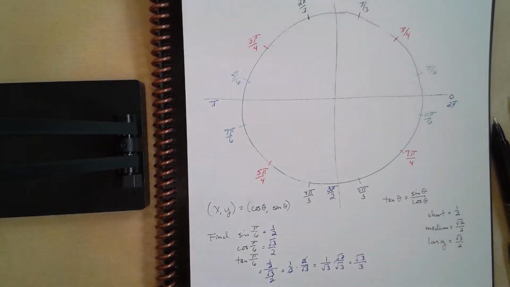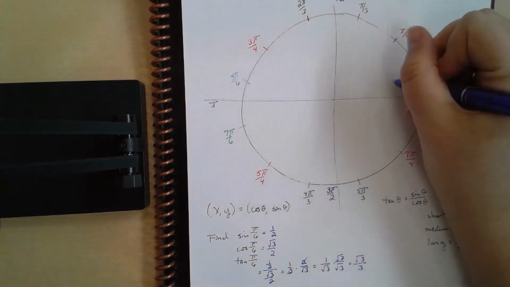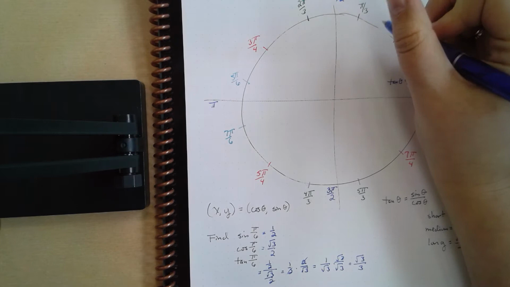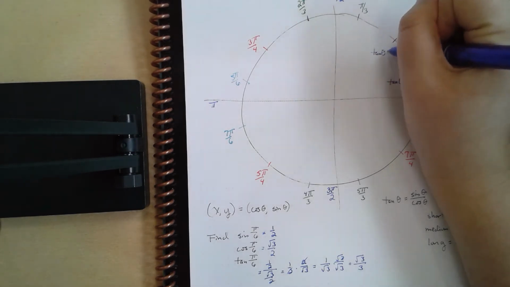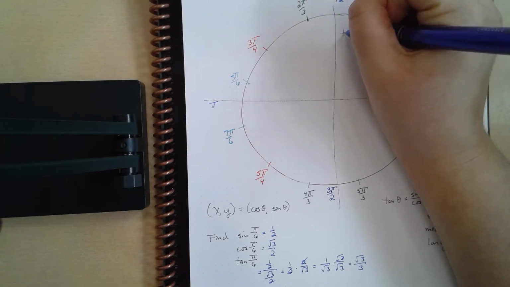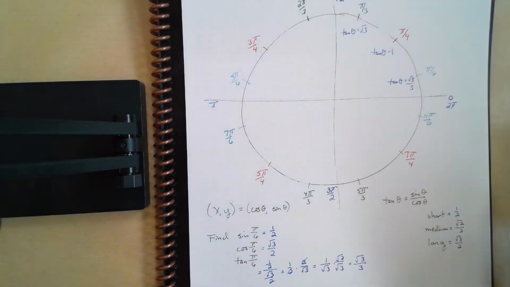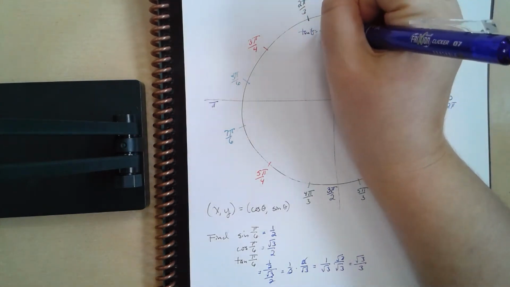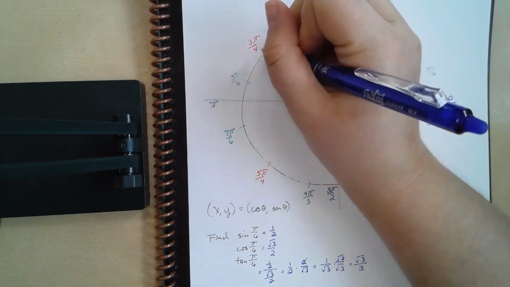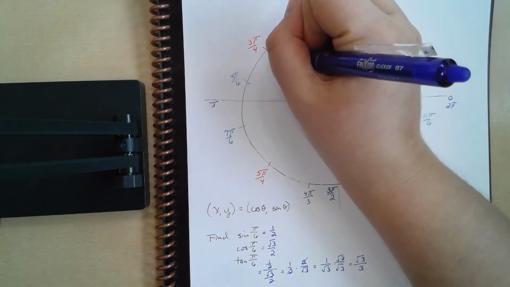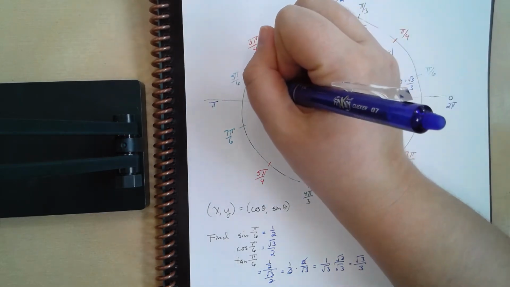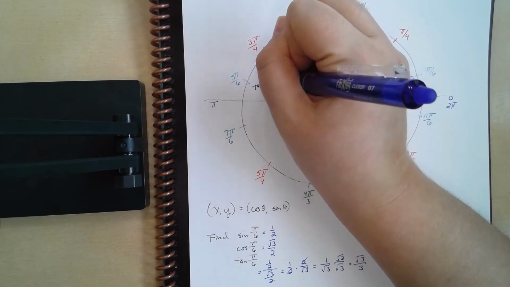So I want to take note here of what our tangent values are. Here, tangent theta is equal to radical 3 over 3. Here, tangent theta is equal to 1. And here, tangent of theta is equal to radical 3. At 2 pi over 3, tangent theta is equal to negative radical 3. At 3 pi over 4, tangent theta is equal to negative 1. And at 5 pi over 6, tangent of theta is equal to negative radical 3 over 3.